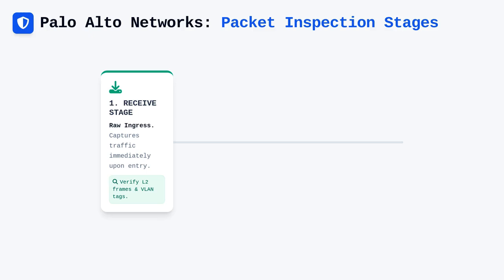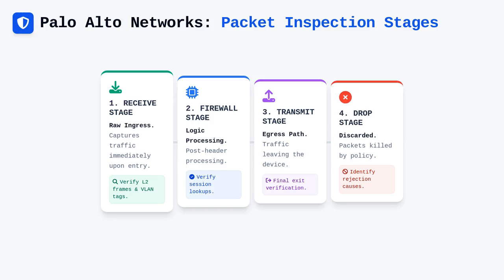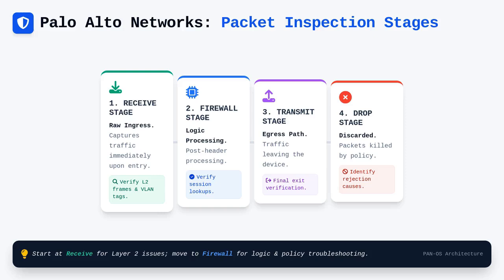Moving beyond initial ingestion, the firewall stage captures packets after the firewall has processed headers and performed session lookups. This is crucial for verifying that the traffic has actually made it into the internal logic of the device for processing.